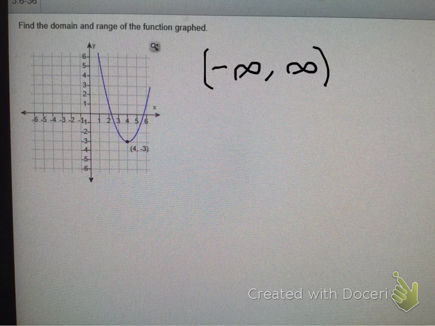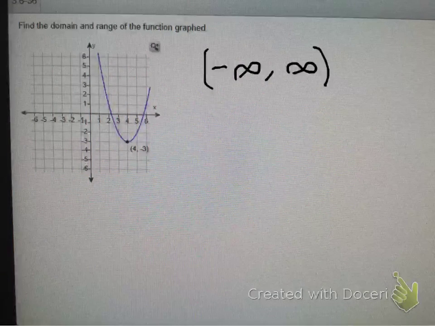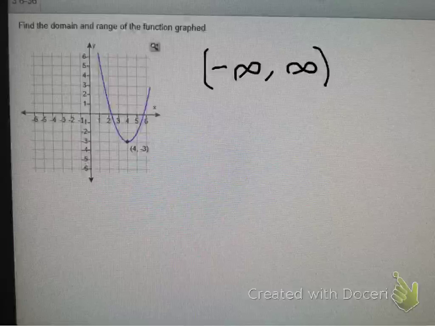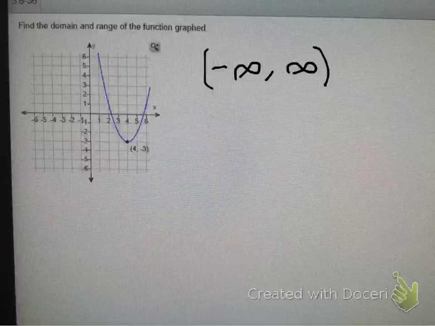For the range, we're going to think of this the same way, except instead of thinking about x's, we're going to think about y's. And instead of going from left to right, we're going to go from bottom to top. So for this process, we want to try to locate the bottommost point on the graph. And in this case, there is one. It starts at -3 down there at the bottom, right?